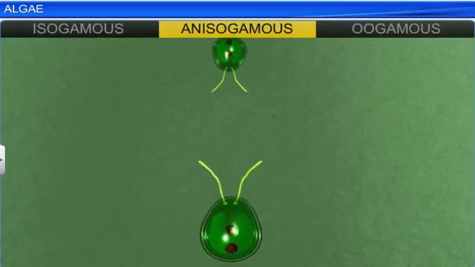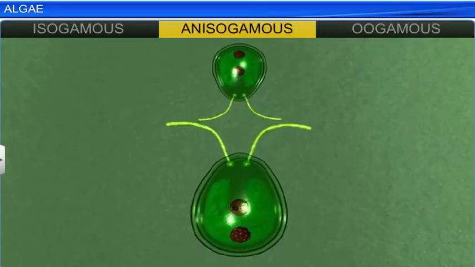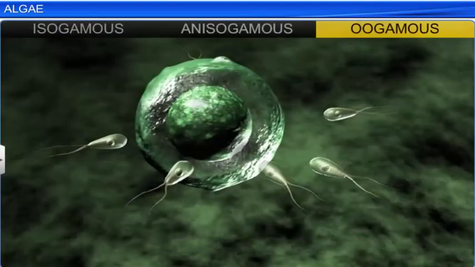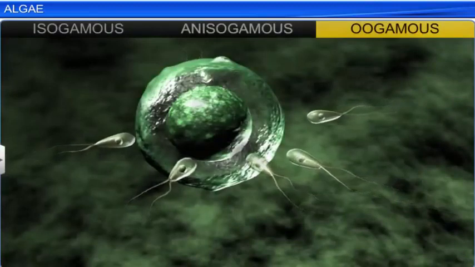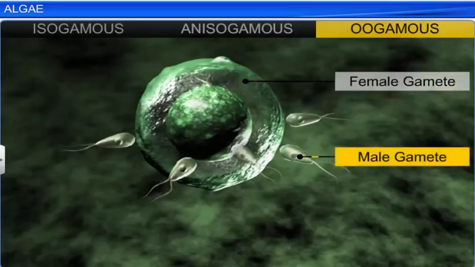When fusion takes place between two gametes of dissimilar size, the reproduction is termed as anisogamous. Oogamous is a fusion between a large, non-motile female gamete and a small, motile male gamete.